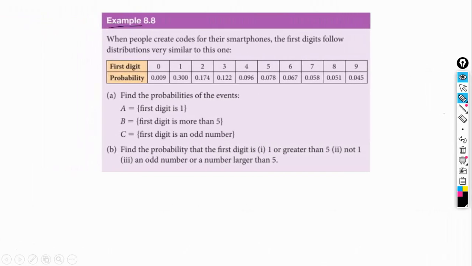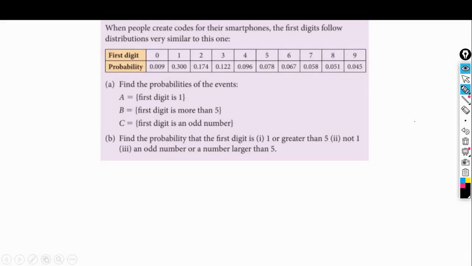So we continue with example 8.8. It says, when people create codes for their smartphones, the first digit follows a distribution very similar to this one. So these are the first digits, and this is the probability that people will choose it as the first digit. Part A, find the probabilities of these events. A, the first digit is 1. So the probability of event A is simply going to be the probability of the first digit being 1, which is given to us on the table, and it's 0.3.